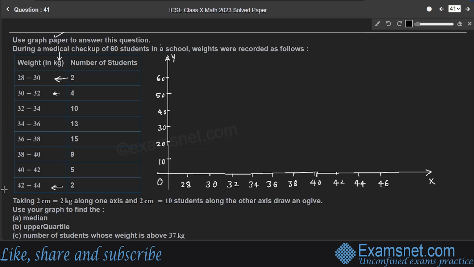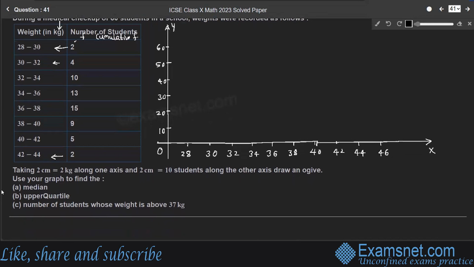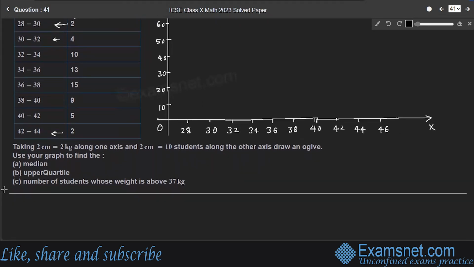The frequency of the range 28 to 30 is 2, so we'll consider this as F. Simultaneously, we'll take the cumulative frequency, because we are going to represent this data on a graph using some scale. Use your graph to find the median, upper quartile, and the number of students whose weight is above 37 kg. These three are the questions.